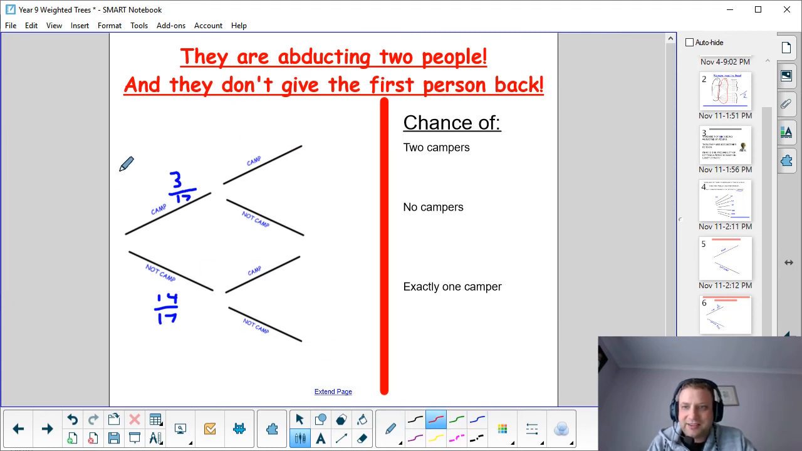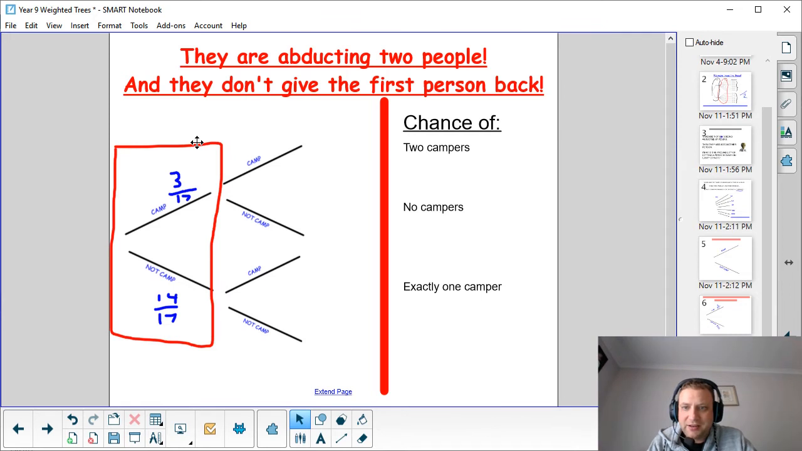So this is basically our first event, and you should do that first. We've got 2 choices, camp or not. And then once we've figured out the chances of those happening, we can then go down those paths and figure out the chance of the second person being a camper or not.